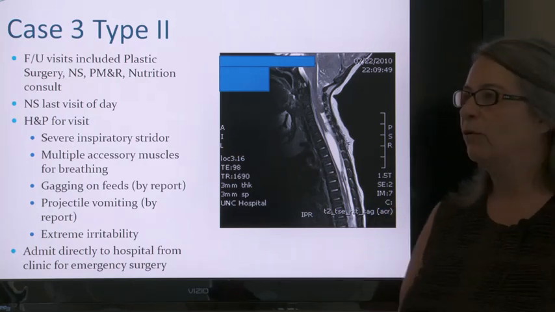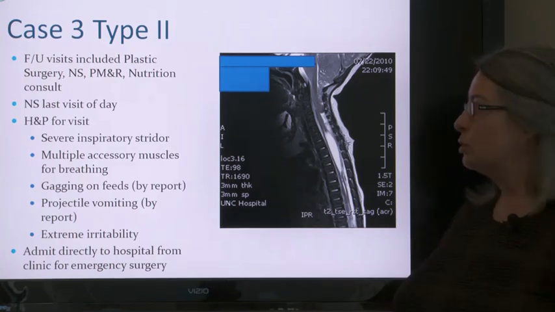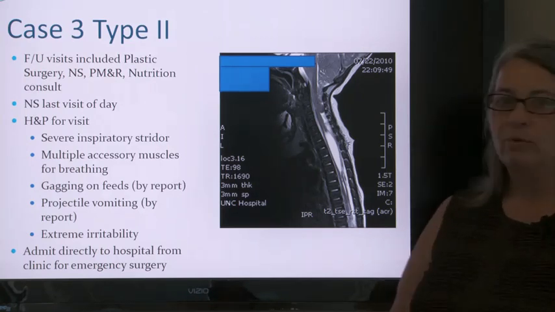So she had come back for her multiple appointments on day of life 22, and her neurosurgery appointment was the last appointment of the day.